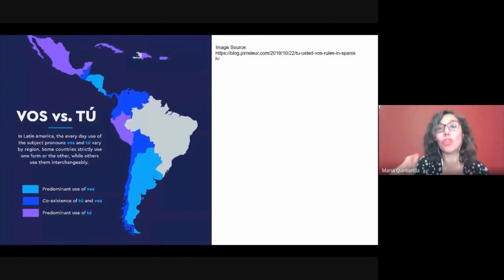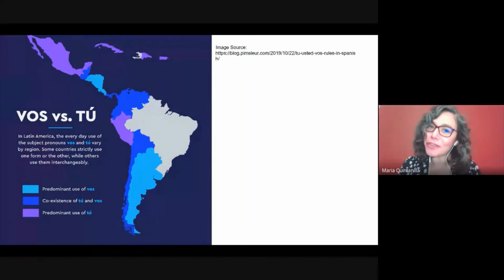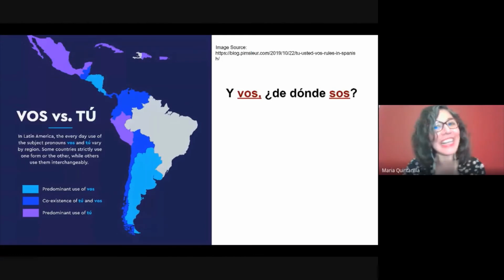Vos versus tú. You may be surprised to find out that in some countries, people refer to each other as vos and not as tú. Yo, por ejemplo, soy de El Salvador y yo hablo de vos con mi familia y algunas veces con mis estudiantes. ¿Y vos? ¿De dónde sos?